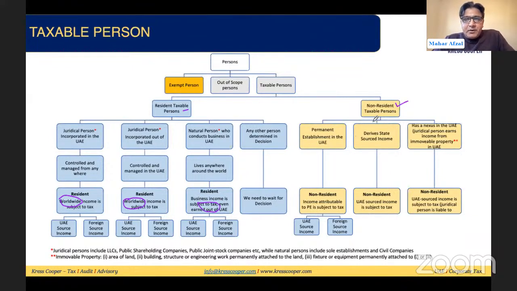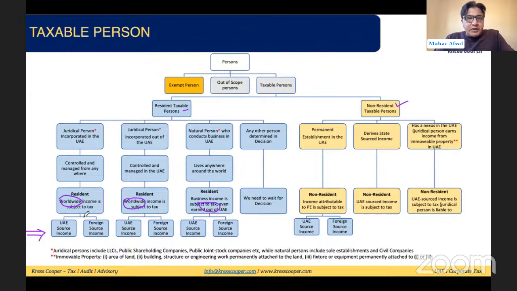In the same way, for a non-resident taxable person, the law says any income attributable to the PE of the non-resident person will be subject to tax in the UAE. This is foreign source income taxed in the UAE. Now I have added one more layer here today. What I added? I have added this layer here.